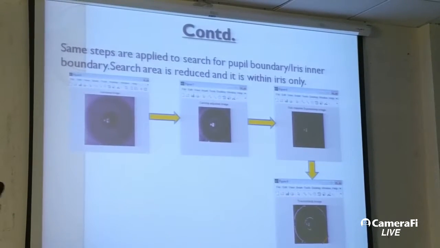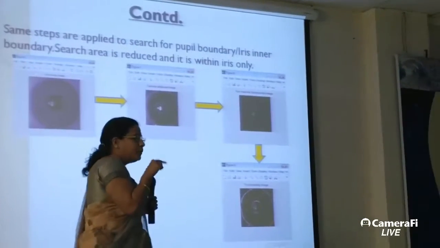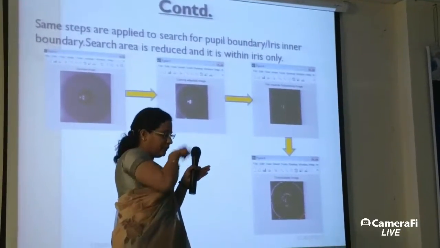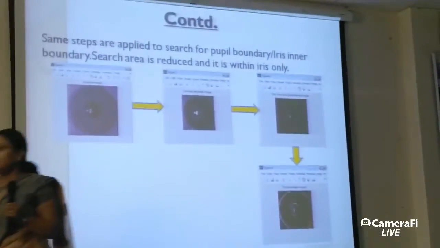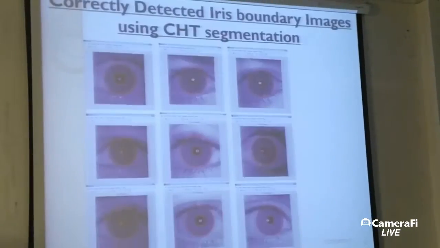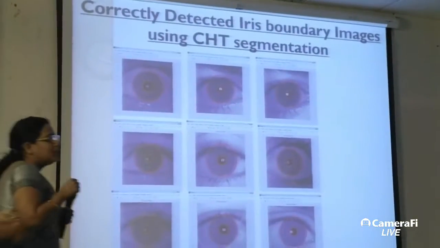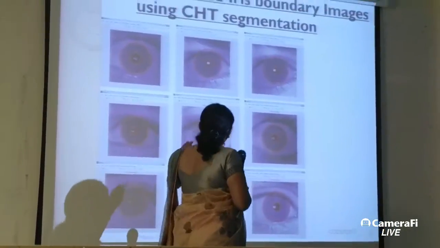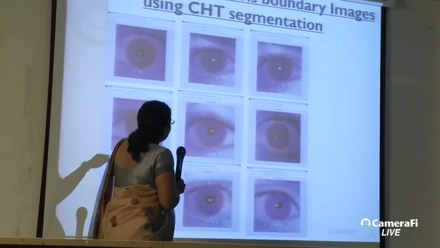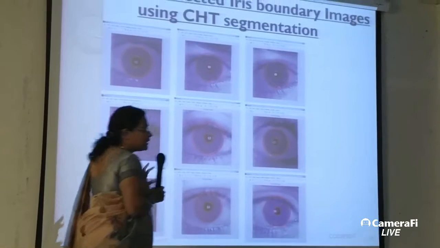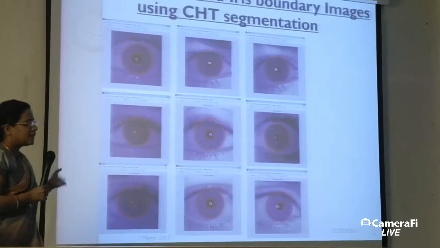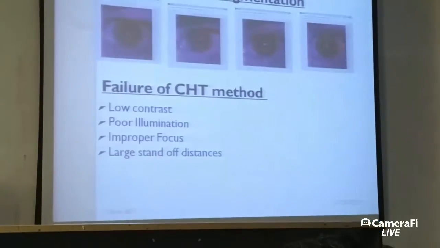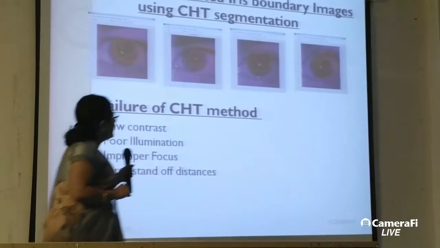And the same steps are followed for finding out the pupil boundary. Only here the search area is minimized from the whole image to only the iris, because the pupil is present within the iris. So the images where the statistical method fails, those irises are properly segmented here. These are the results shown. So for these images the statistical method fails. It is just for some of the images that I have not found the result correctly.